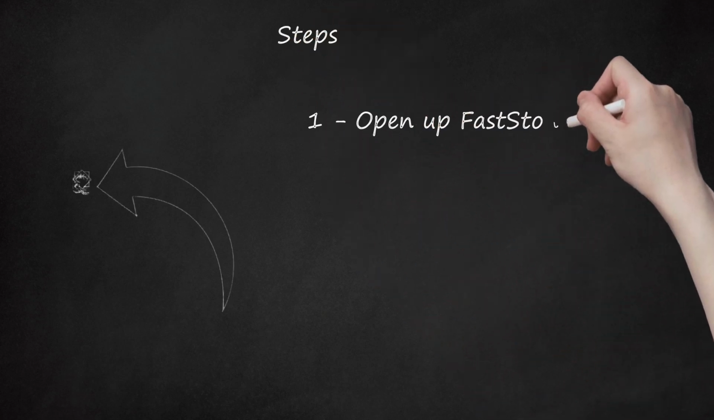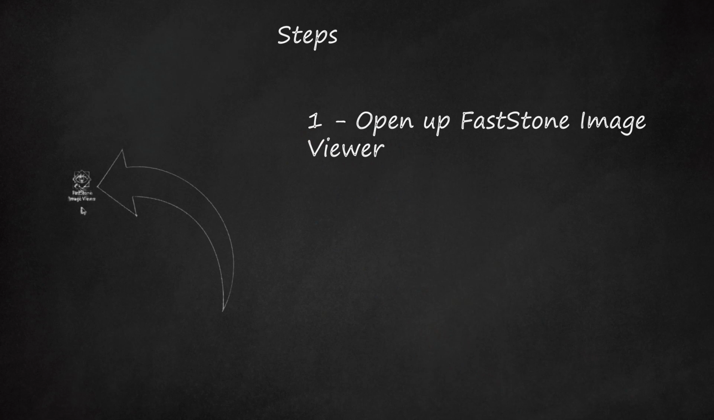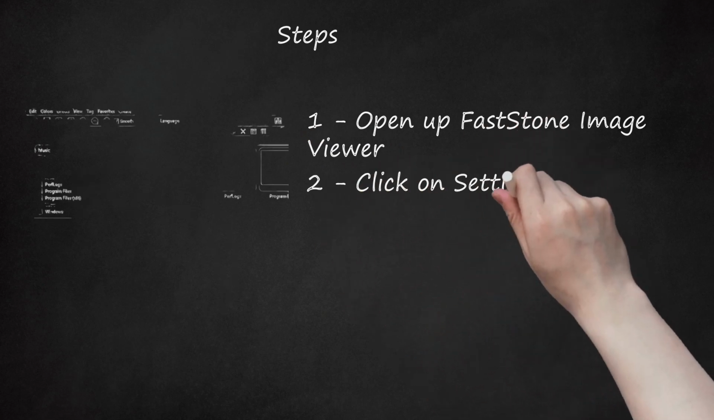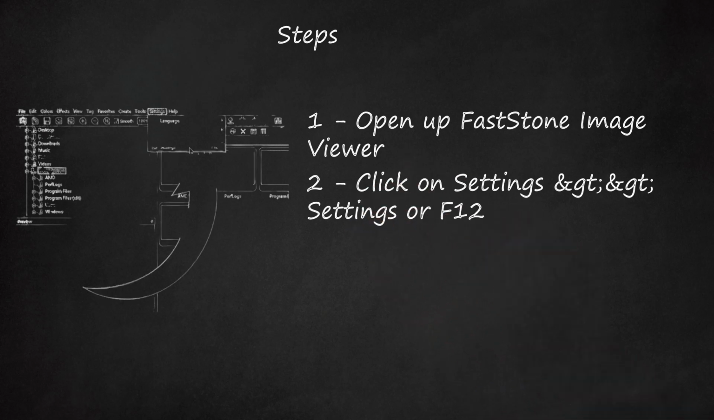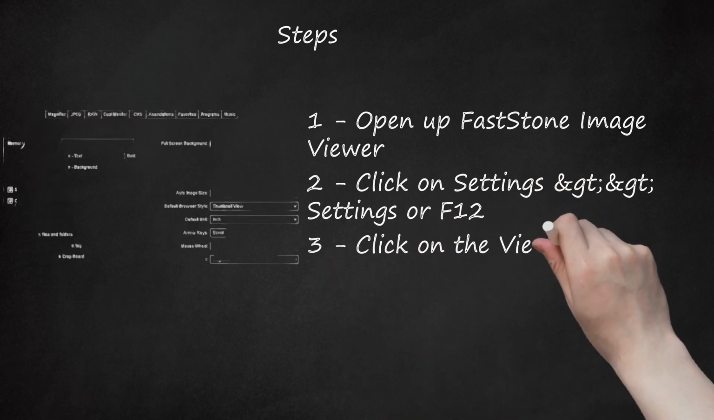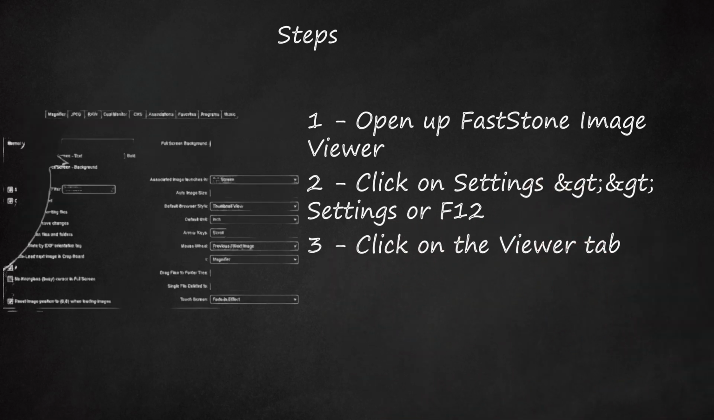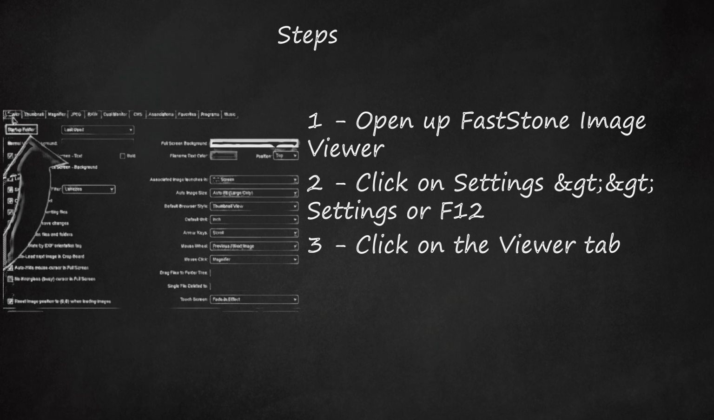Steps. 1. Open up FastStone Image Viewer. 2. Click on Settings and then Settings, or F12. This will open up the Settings dialog box. 3. Click on the Viewer tab. In the upper left-hand corner of the box, you will see Startup Folder.